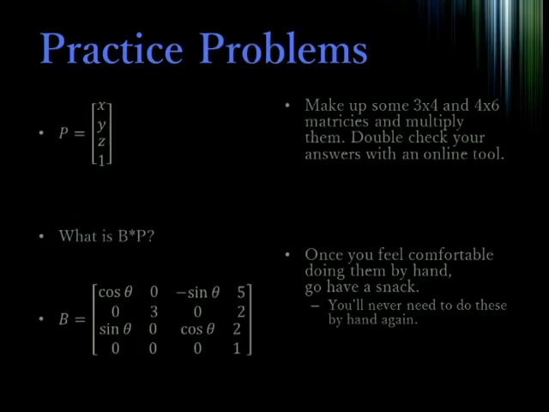Finally, we have a matrix B, which is being multiplied by P. What type of transformations are occurring here? There is more than one. And lastly, please make up some 3x4 and 4x6 matrices and just multiply them together. Give yourself a chance to just go through the math and make sure you really understand how multiplying rows and columns together and adding them works.